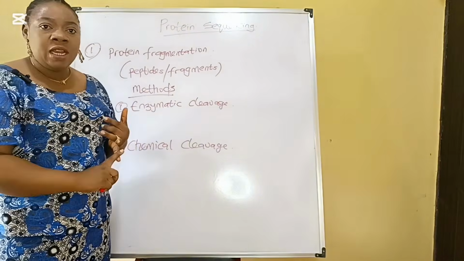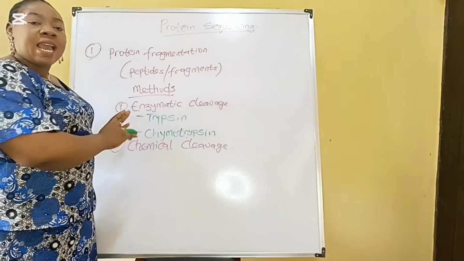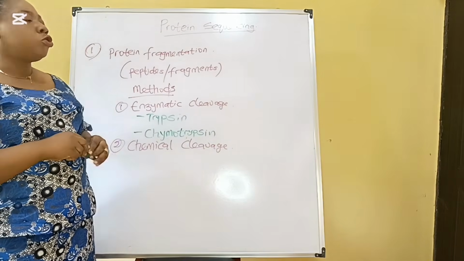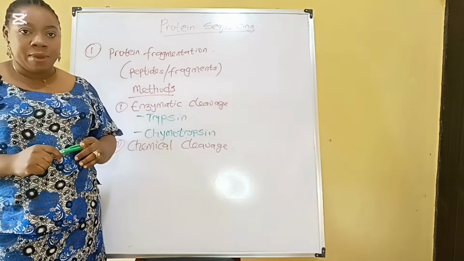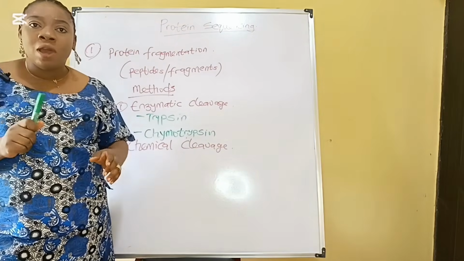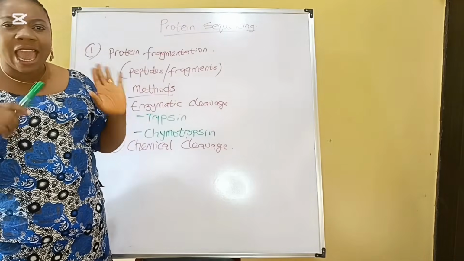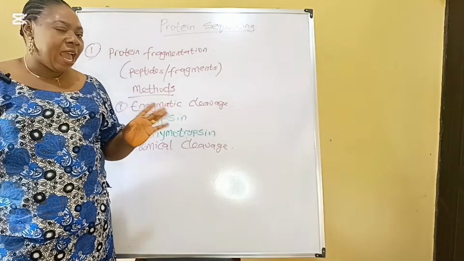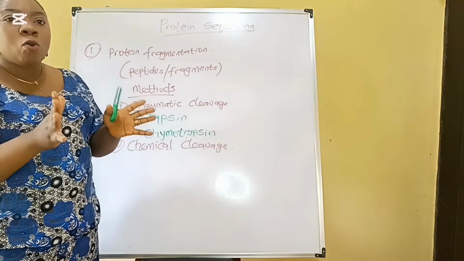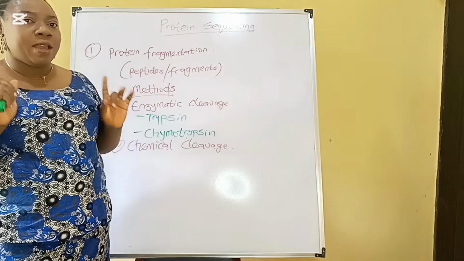One, we have trypsin. Two, we have chymotrypsin. These enzymes can help us to cleave proteins into peptides or fragments. Now, how will these enzymes perform their function? They cannot just go ahead and be cutting at any site they desire. No, they have specific amino acids that they work with. They will only cut at that specific amino acid.